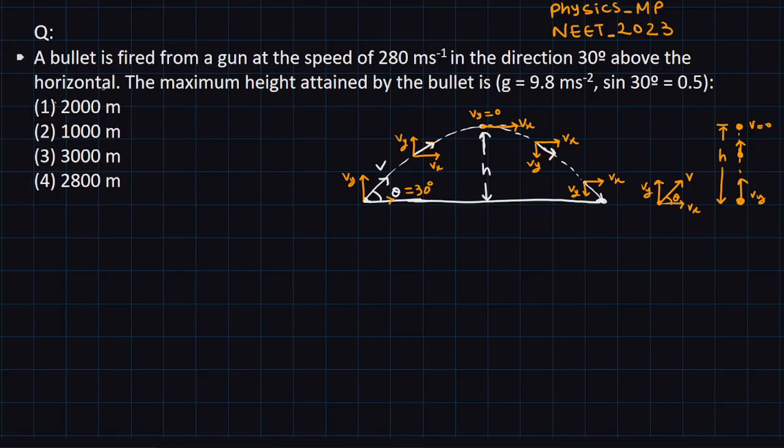Here's a problem from NEET Physics 2023, and the problem is from motion in a plane, that is projectile motion. The question is: a bullet is fired from a gun at a speed of 280 meters per second in the direction of 30 degrees above the horizontal. The maximum height attained by the bullet is... we have to find the maximum height attained by this bullet.